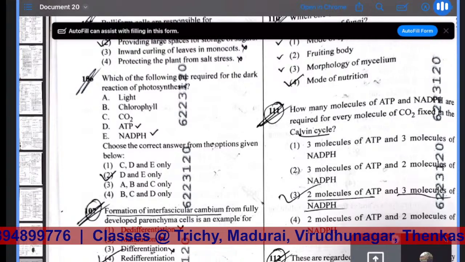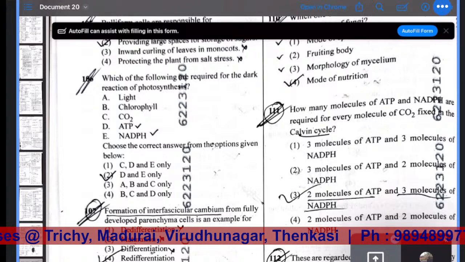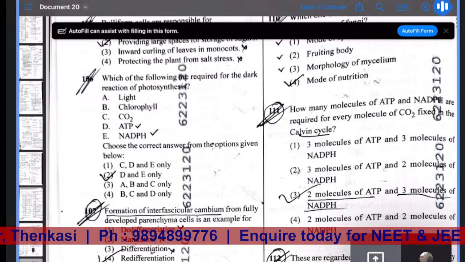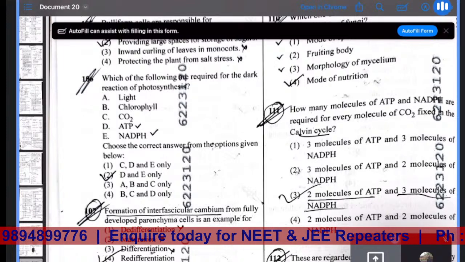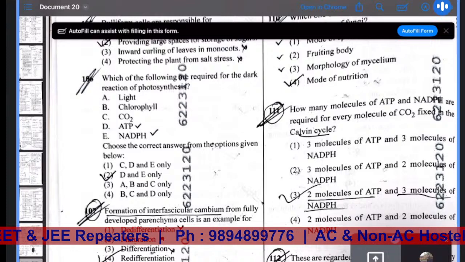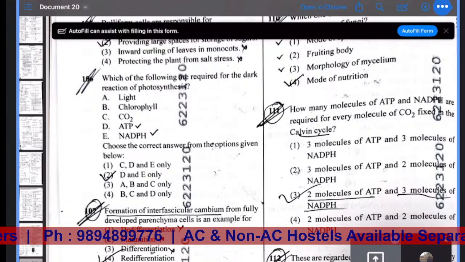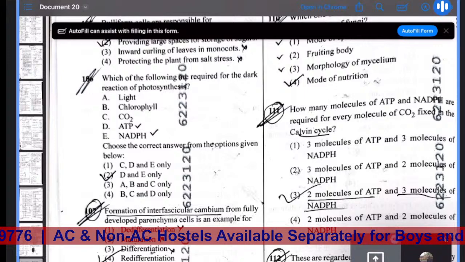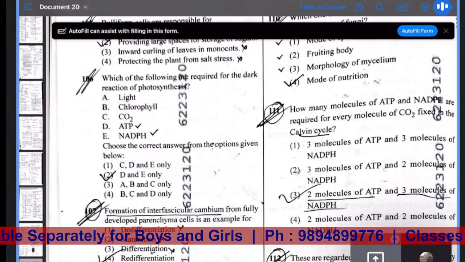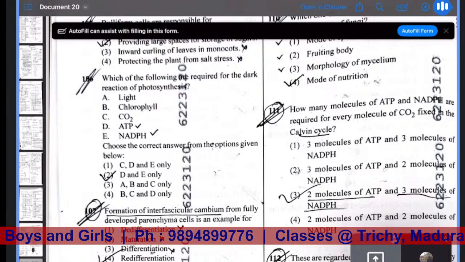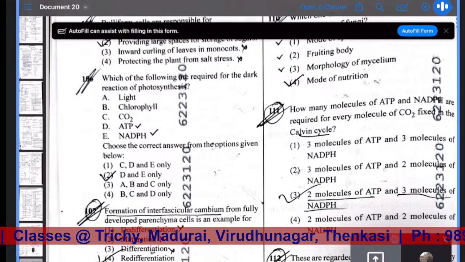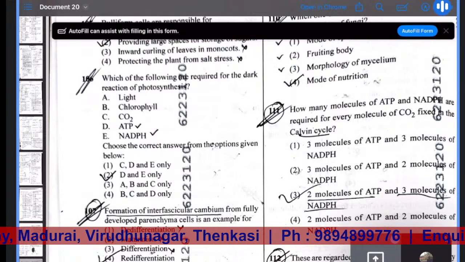C, CO2. In the dark reaction, actually CO2 fixation occurs. So CO2 is necessary, and that CO2 is going to be reduced into carbohydrate, right? So option C is required. Then option D, ATP. Yes, obviously, the products of your light reaction, ATP and NADPH2, are going to be consumed in your dark reaction. So C, CO2, D, ATP, E, NADPH. These 3 materials will be required for the dark reaction. Yes. So now we have to find the right answer. You should go for the answer C, D, E only. That is option 1. Option 1 is the right answer for this question.